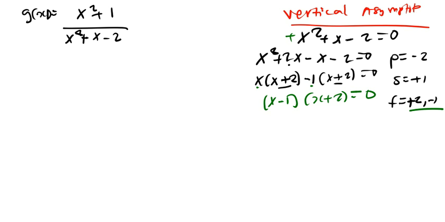So then, you can shift now, it will be x minus 1 is equal to 0 and x plus 2 is equal to 0. So x is equal to 1 and x is equal to negative 2.